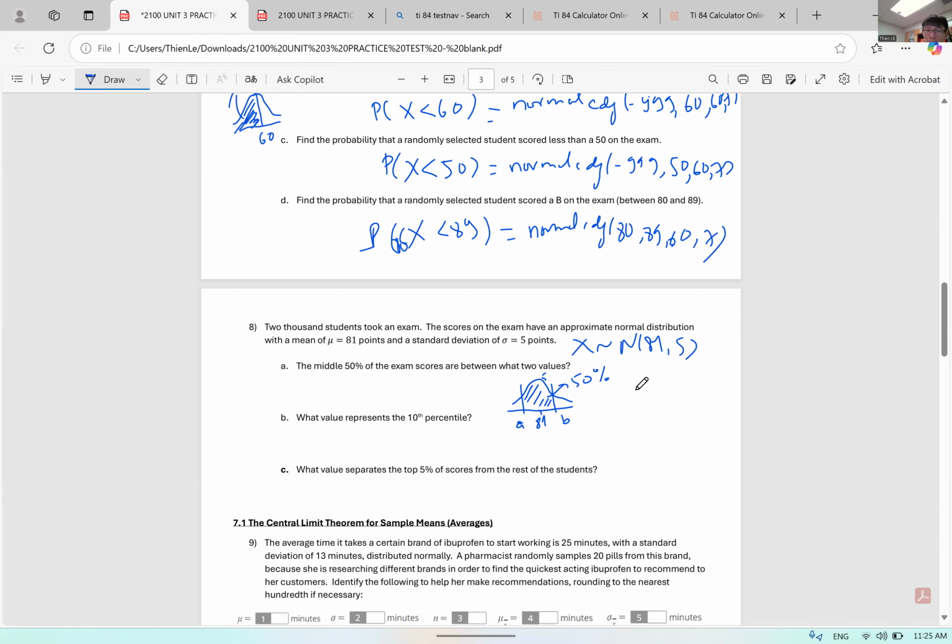So in the lecture notes, we have the formula for that, right? So because it's symmetric, right? The shaded area is 50%, which means two sides here, right? Each of them will be 25%, right? So this guy will be 25%, and this guy will be 25%. So from that, you know, P of X less than A equal to 0.25, right? And you just plug it in inverse norm, right? 0.25.